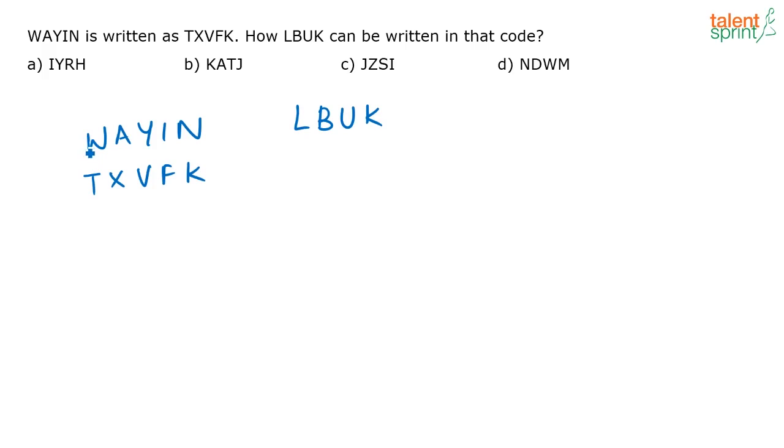See, what have they done here? You have T, then U, V and then W, correct? So basically W minus 3 gives you T, similarly A minus 3 gives you X, Y minus 3 gives you V, and so basically you are doing minus 3 for each of the letters to arrive at the code. So what will come here? You will get I, Y, R and H. So the correct answer for this is option A.